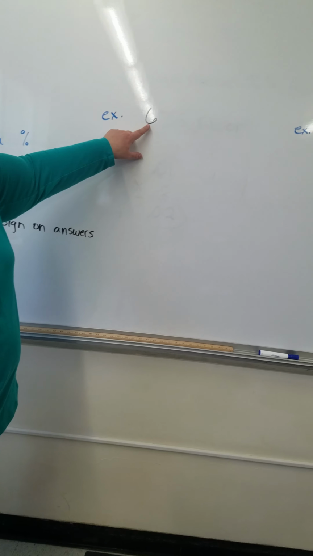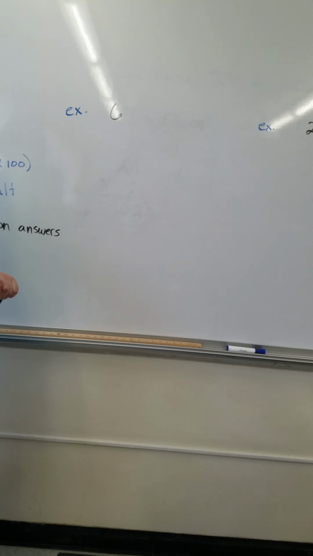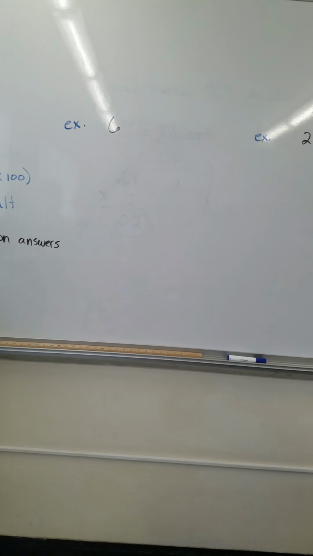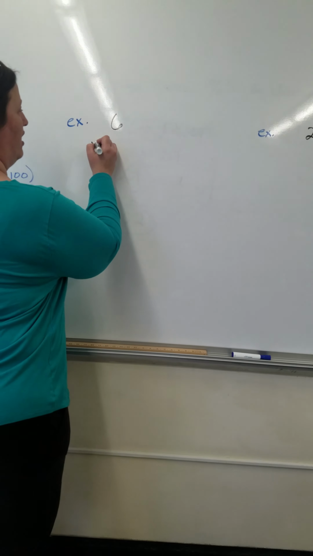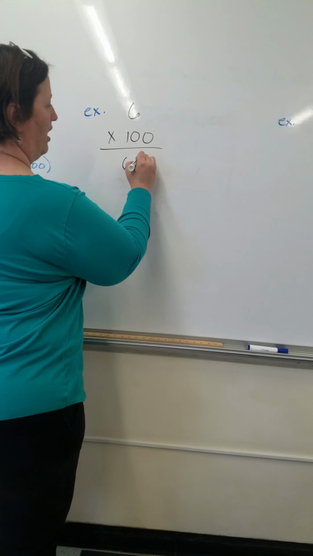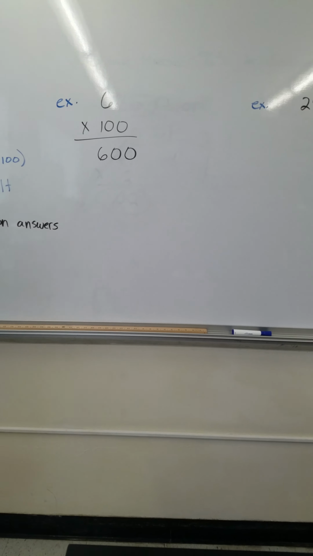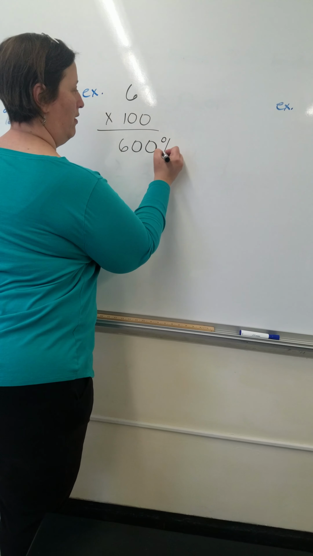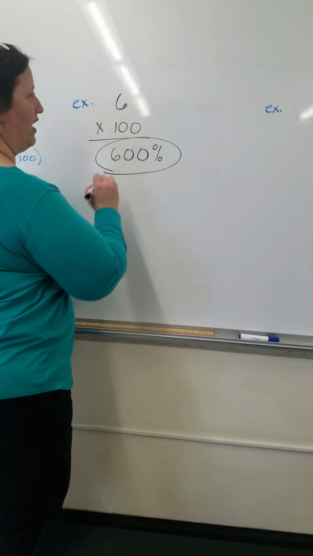All right, so the first example, we're going to take the number 6, and we're going to change it to a percent. So again, step 1, multiply by 100. So 6 times 100, I'm sure we can all do that in our head. 6 times 100 is 600. Step 2, here's the hard one, add a percent sign to the result. Voila, that is our answer, 600%.